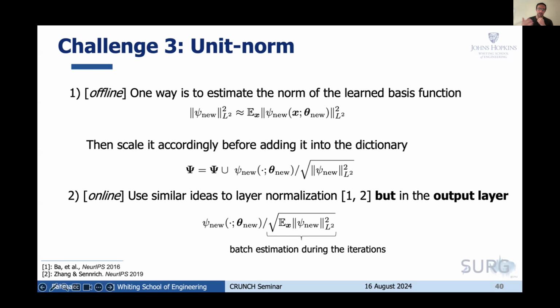The other way, which is online, uses ideas similar to layer normalization, which is common in machine learning. But here, the unconventional part is that we do it in the output layer. Basically, during the iteration, you again use your points to estimate the norm of your basis and rescale every iteration.